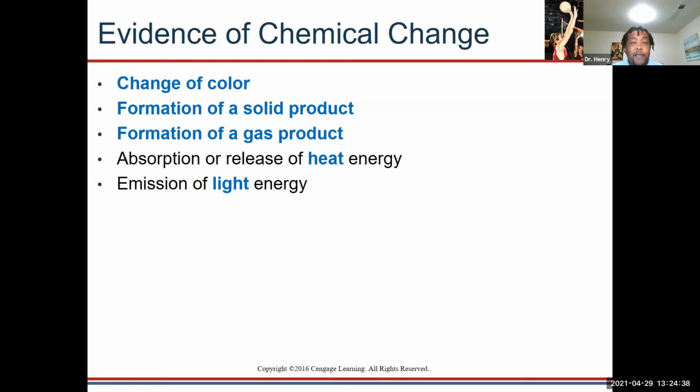Okay, so at this point, you should be very familiar with chemical reactions, right? You guys did one last week. So one way that we determine that there's a chemical reaction is whether we see a color change, a solid product being produced, the formation of a gas product, heat being absorbed, heat being released, or light being emitted. So when you guys did the experiment with the balloons, what happened?